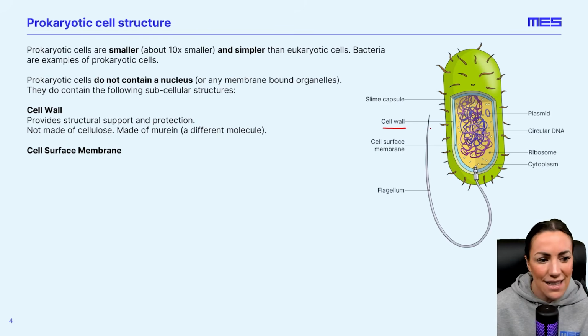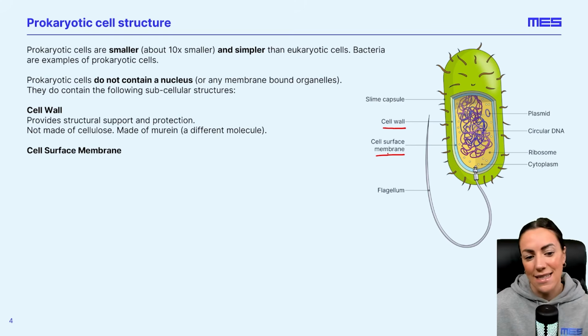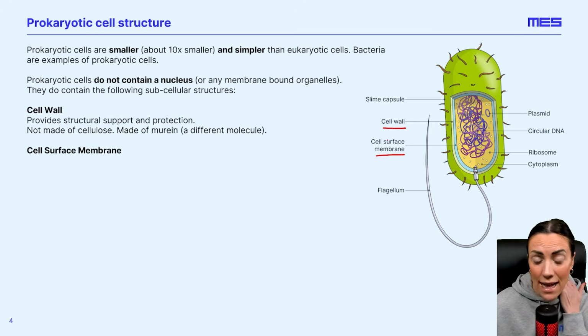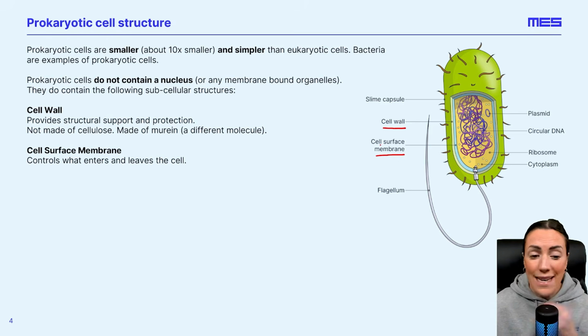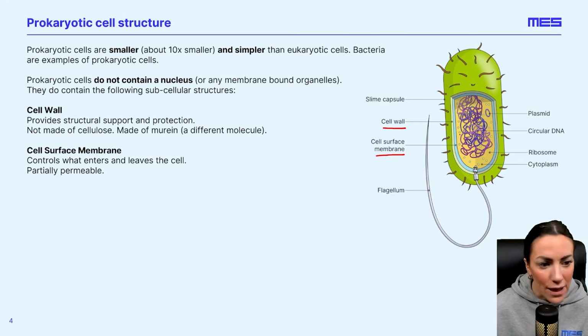They have a cell surface membrane just the same as the cell surface membrane in an animal cell or a plant cell, or eukaryotic cells. So same job, it is partially permeable. It does control what enters and leaves the cell. And just like with our plant cell, the cell surface membrane will be inside of the cell wall. So if the cell wall is this blue layer, the cell membrane is just sitting inside of that cell wall.